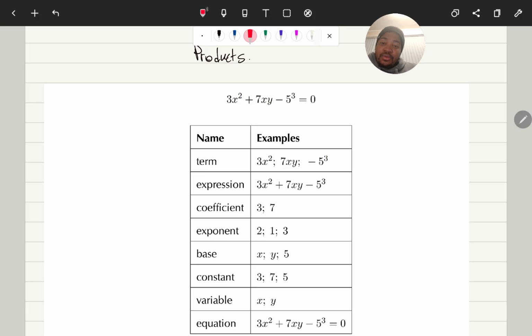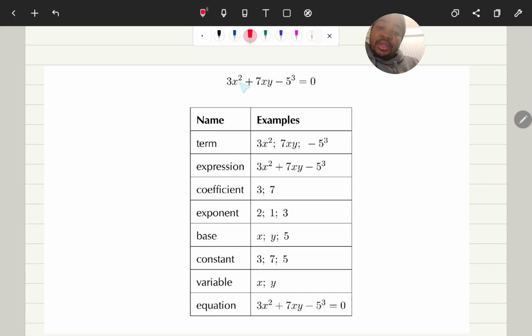And the coefficients, of course, we have these coefficients. They are coefficients to our variables, right? And as for the exponents, we have x squared, which is 2. That's our first exponent. Here we have 1, and then we have 3. Another thing, let's see the bases. For the base, we go to the numbers which have exponents. We have x, we have y, and we have 5.